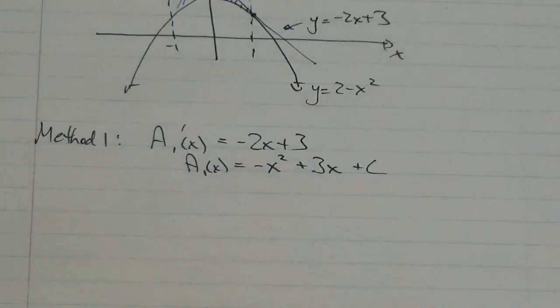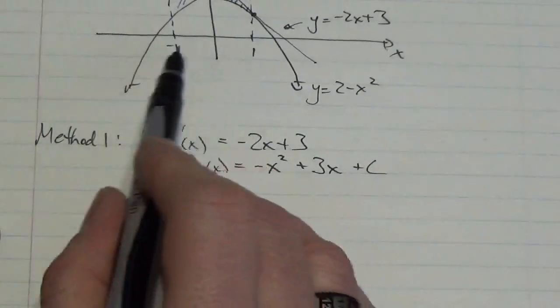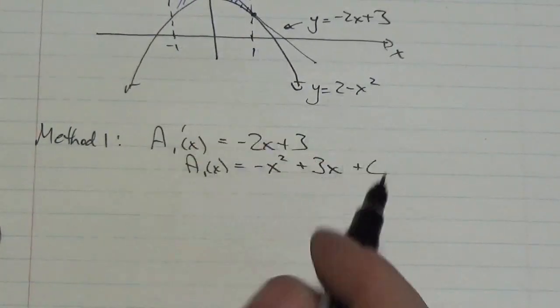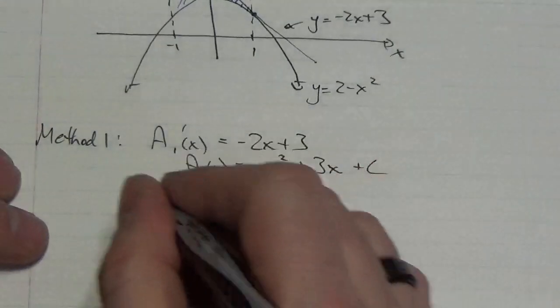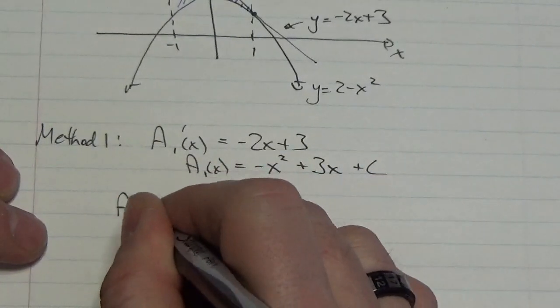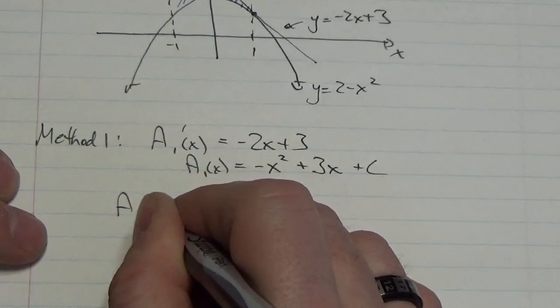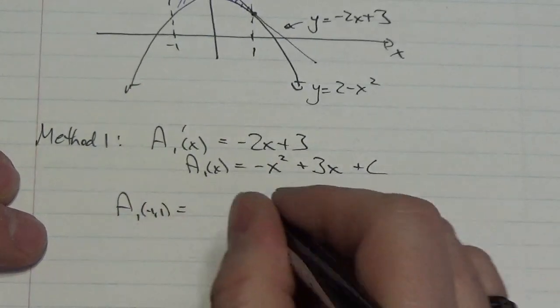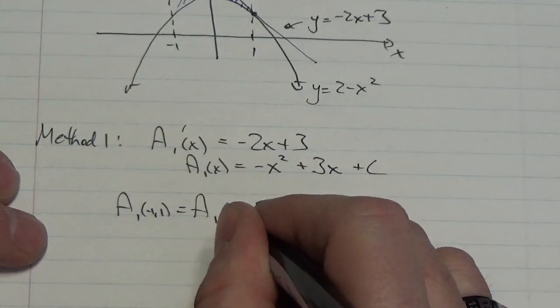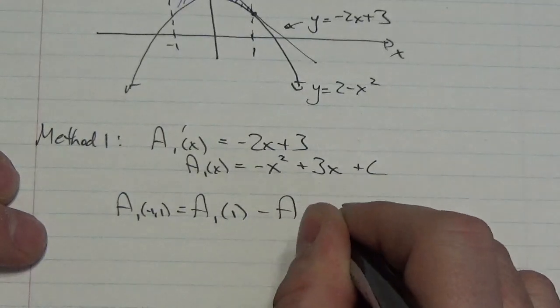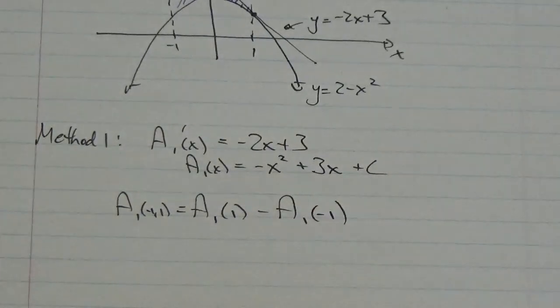But because I'm going to find the difference between those two functions, between these two x values, I don't really need to worry about that. So I'm going to take my area 1, and evaluate it between -1 and 1 along this interval, which means I'm going to evaluate it at 1, and subtract the evaluation at -1.